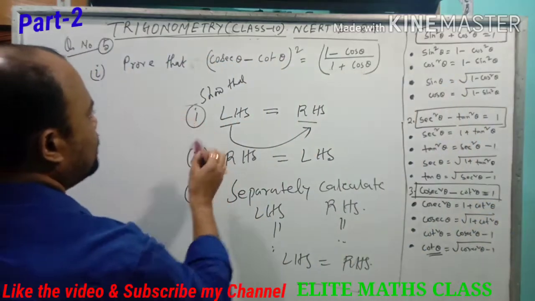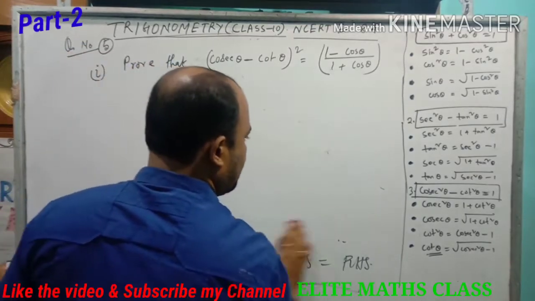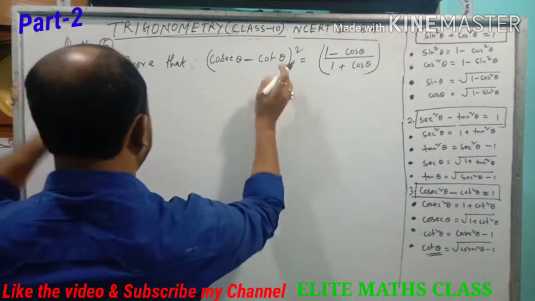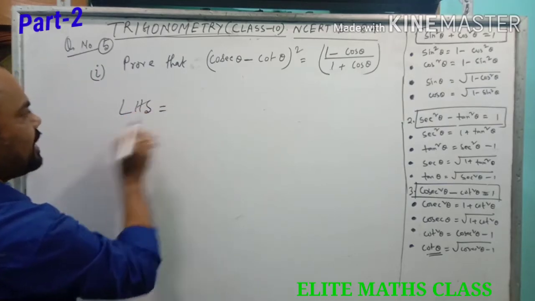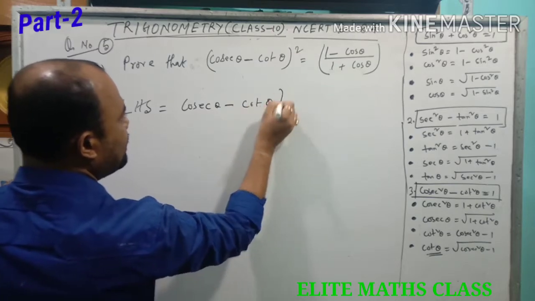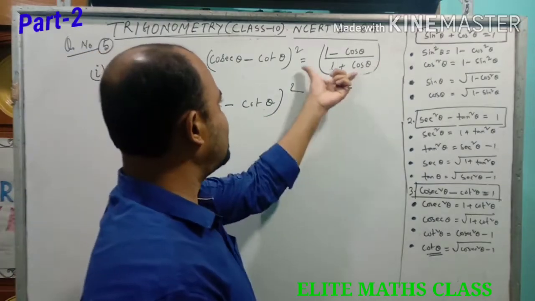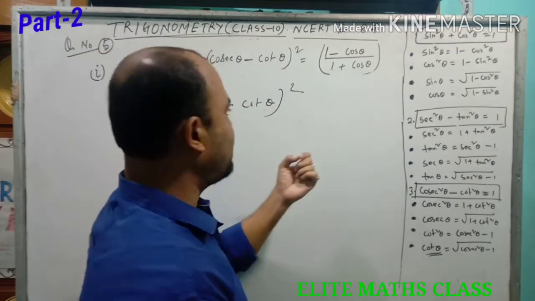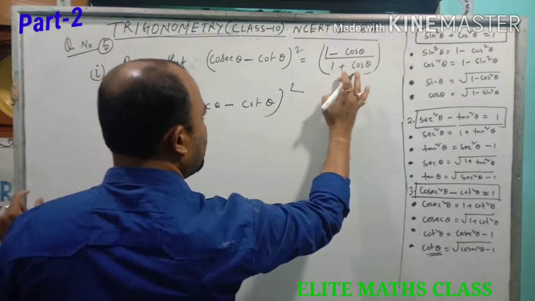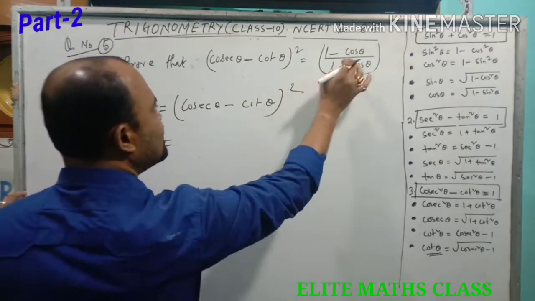Now see, question number 1 of Roman 5. I am solving this from LHS to RHS. That is, I am starting with LHS. LHS is (cosec theta minus cot theta) whole square. What we have to show is that this equals this, that is, these two values are exactly equivalent. Our target will be to get (1 minus cos theta) by (1 plus cos theta).